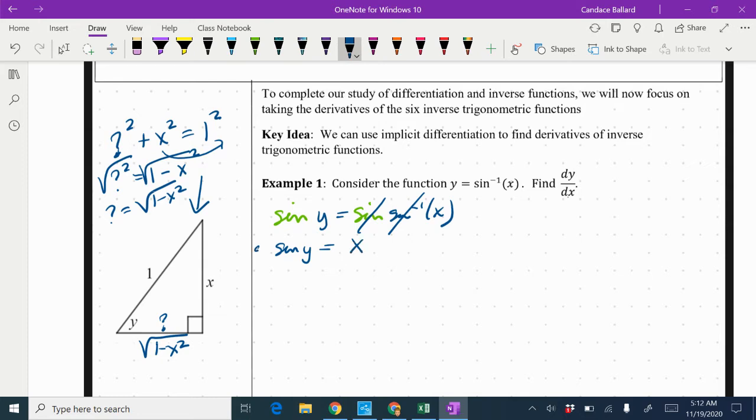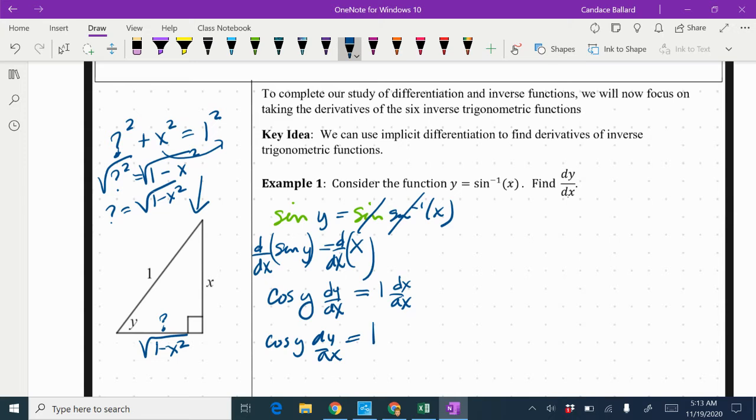Now I'm going to take the derivative of both sides. We know the derivative of sine would be cosine of y. And then because we're doing this implicitly, it would be dy dx after it. Equals the derivative of x would be 1 dx dx. So we have cosine y dy dx equals 1. In order to get dy dx by itself, I'm going to move the cosine of y to the other side. So we have dy dx equals 1 over the cosine of y.